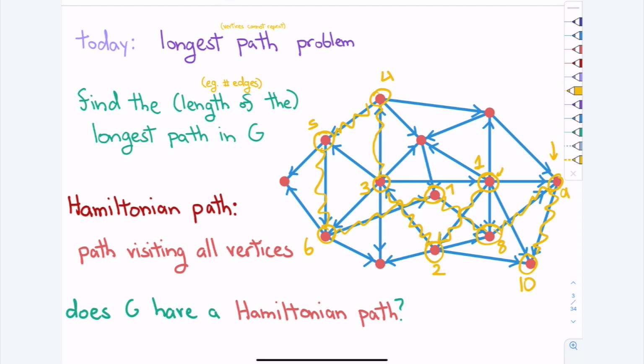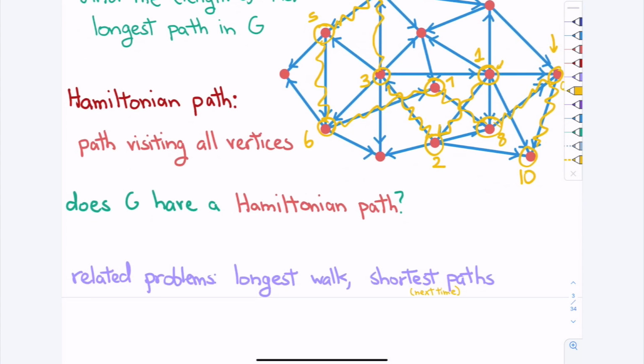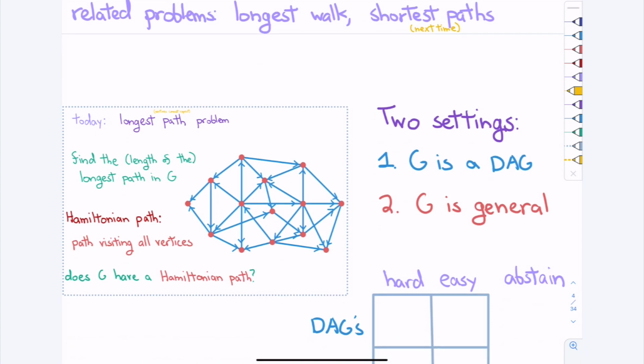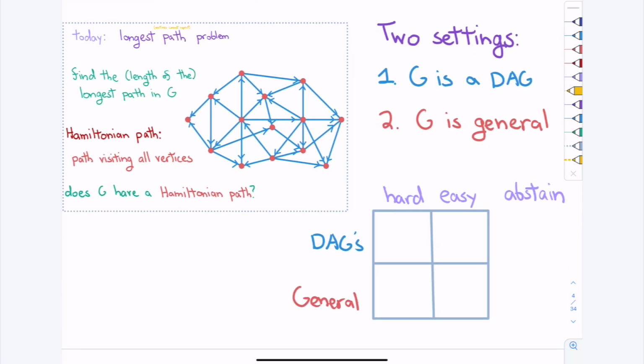Okay, so that's the basic style of question here. We're going to discuss the problem in two settings. One is the case where there's no cycles in the graph. That's a little bit simpler. And then we'll look at the general case where there are cycles and so on. We just did the general case together.